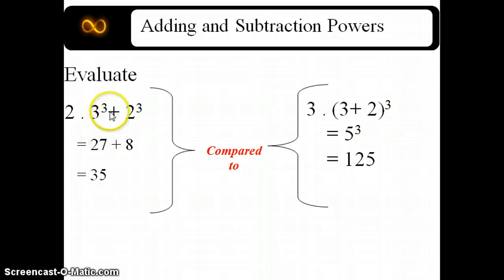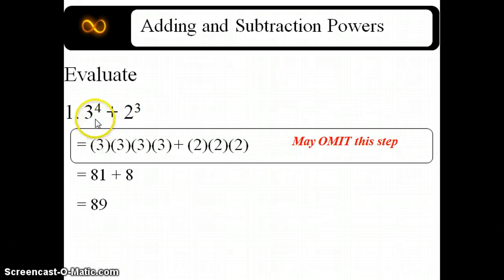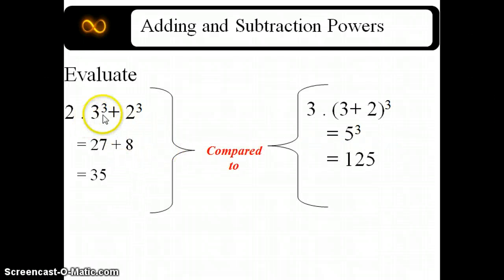3 to the power of 3, which is 3 times 3 times 3. A lot of students make the mistake of thinking 3 to the power of 3 is equal to 9 because they're multiplying the base and the exponent. That is not how that works. We need to remember that, as in the last slide, 3 to the power of 4 is 3 multiplied by itself 4 times. This is going to be 3 times 3 times 3. 3 times 3 is 9, times 3 is 27.